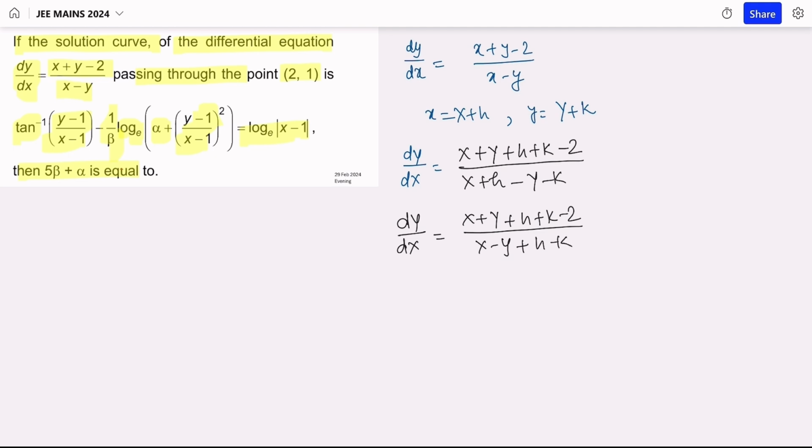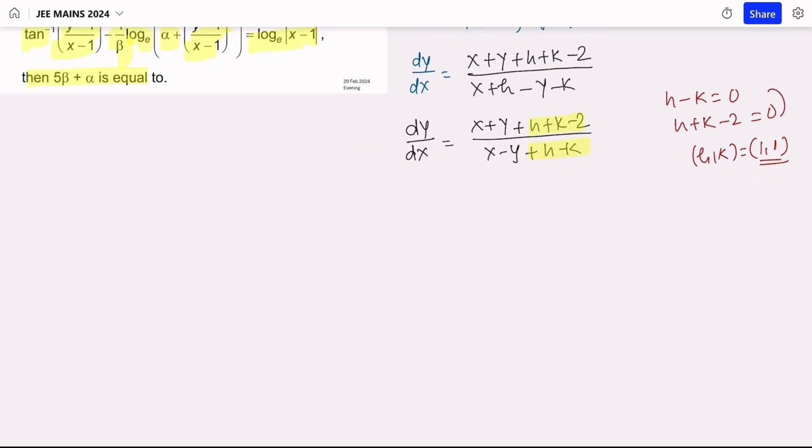The rule says we need only terms of X and Y. This constant term we have to make 0. Okay. So we have h minus k is equal to 0 and h plus k minus 2 equal to 0. If we solve here, h and k values we are getting 1, 1. h value is 1 and k value is 1.